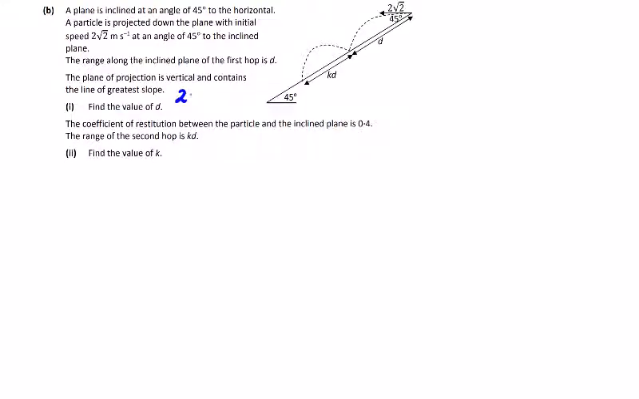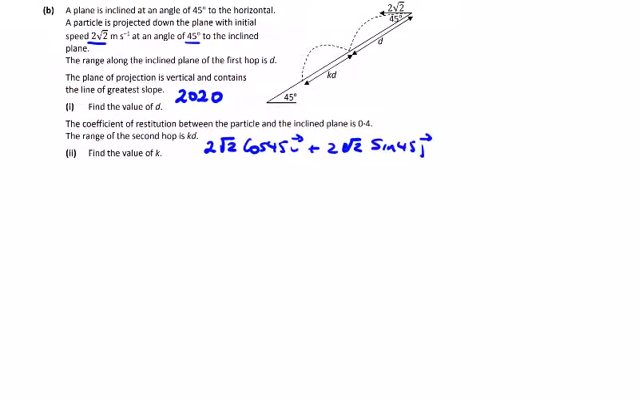Here we have the 2020 projectiles question. Question 3b. A plane is inclined at an angle 45 to the horizontal and a particle is projected down the plane with initial speed 2√2 at an angle 45. So let's write that down. 2√2 cos 45 in the I direction plus 2√2 sine 45 in the J direction.